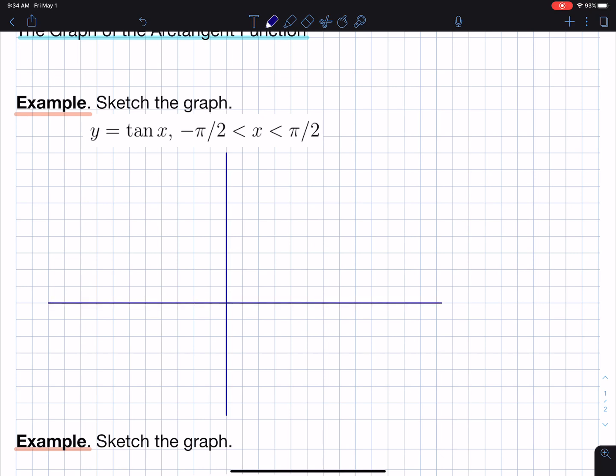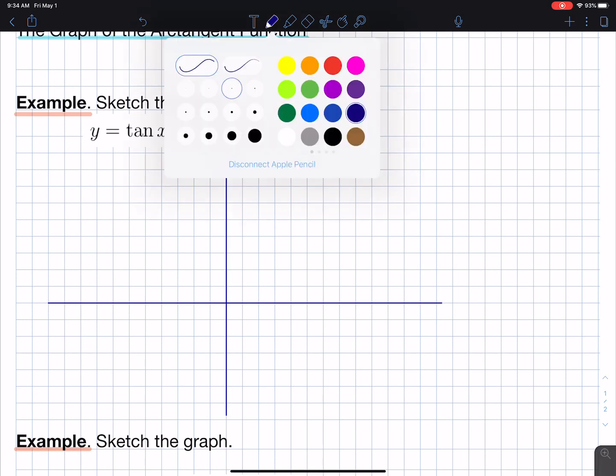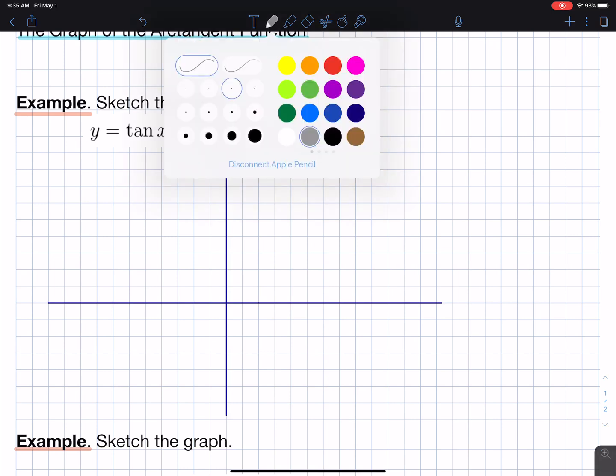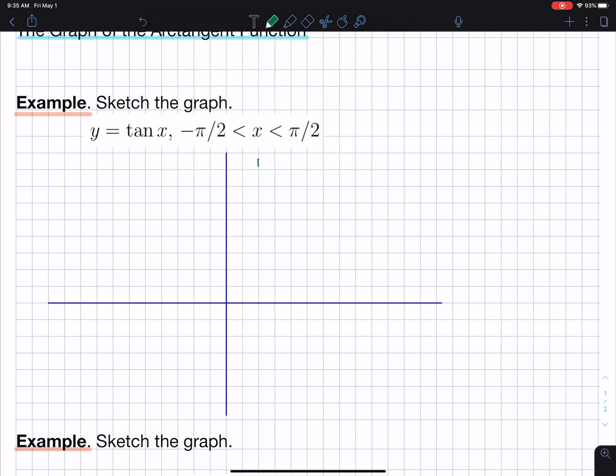First of all, I'm going to put some asymptotes here for the tangent graph. I feel like the dotted line just doesn't look as neat. So what if I tried a much lighter color for that asymptote? Is that going to do it? It's maybe not. Okay, I'll just do the dotted line because that's the convention.